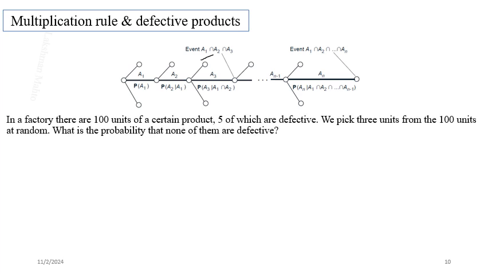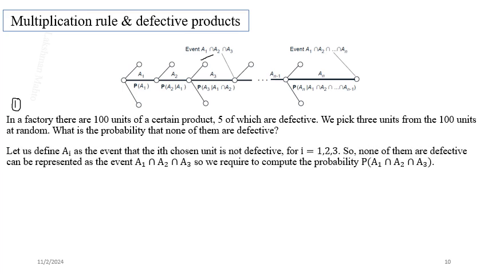So one question I am taking here to show how we apply the multiplication rule. Question 1. In a factory there are 100 units of a certain product, 5 of which are defective. We pick 3 units from the 100 units at random, that means uniform law. What is the probability that none of them are defective? You can solve this in various ways, but we will solve it through the multiplication rule.